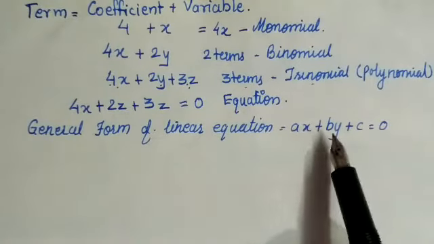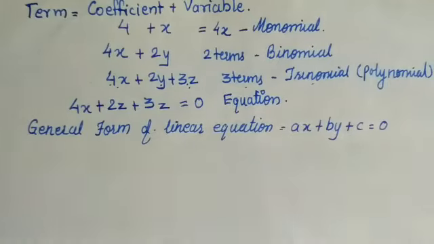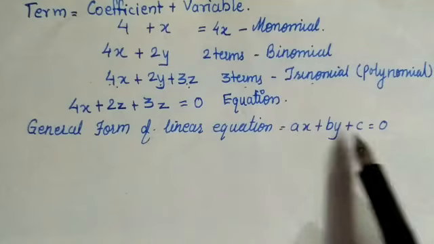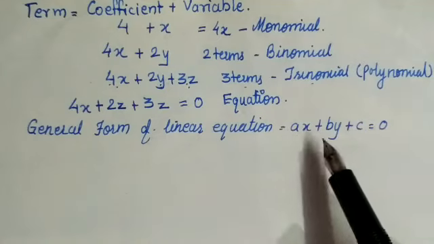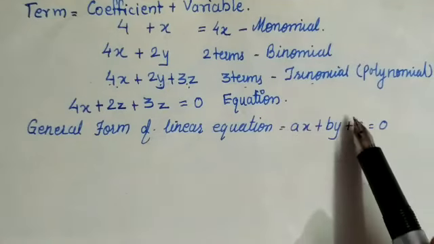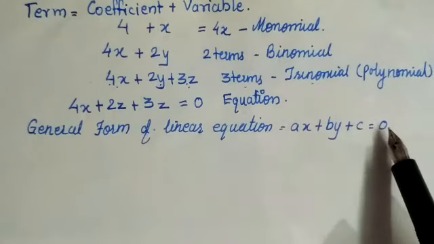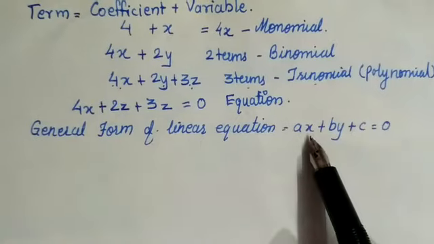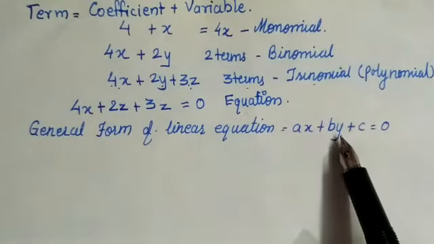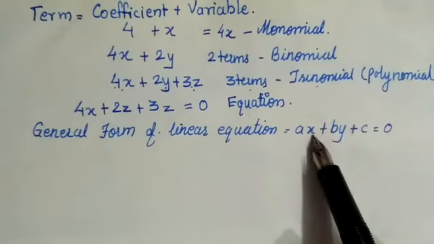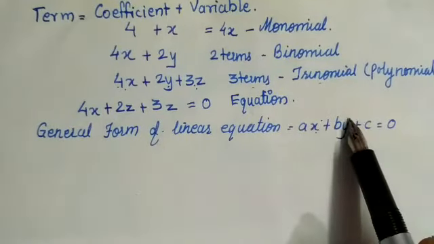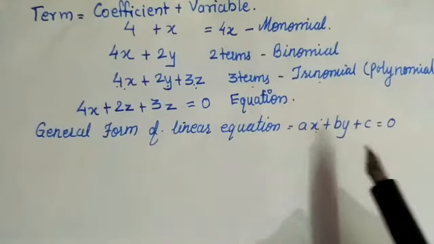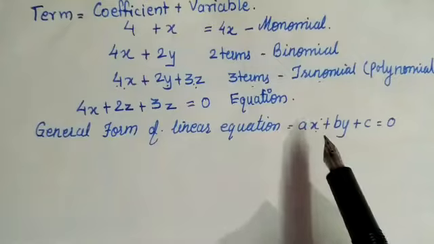In that, a and b should not be 0. Here the left hand side is compared with something, that is 0, and then it becomes an equation. If it is not compared, then it is only a polynomial. And here it is a linear equation because the variables have the maximum power as 1 only. x's power is 1, y's power is 1. So it is a linear equation in two variables, and linear because 1 is the degree of this equation.